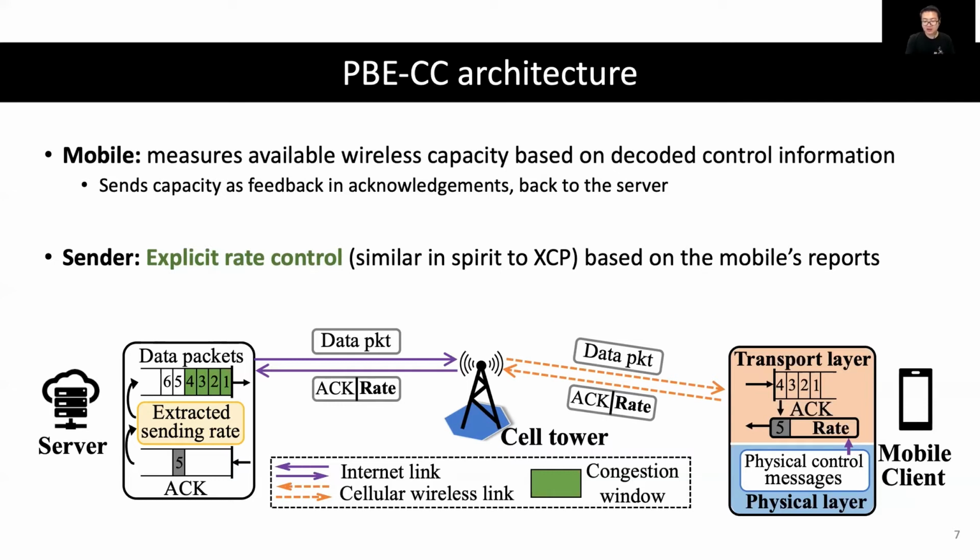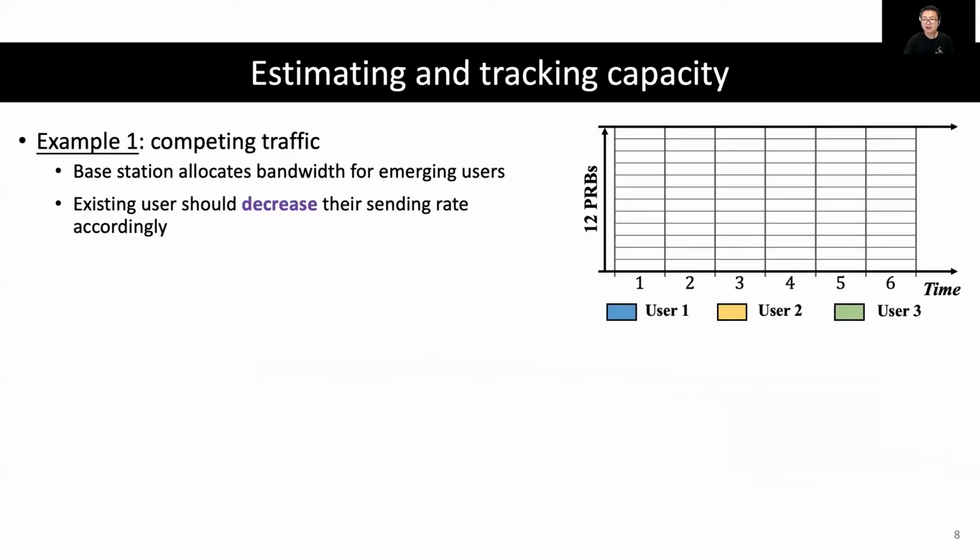So there is a very important question to be answered. How does the mobile client estimate and track the capacity? I won't cover the technical details of the algorithm, but I will use two examples to show the basic idea. In the first example, I will show how PBE tracks the capacity under competing traffic.